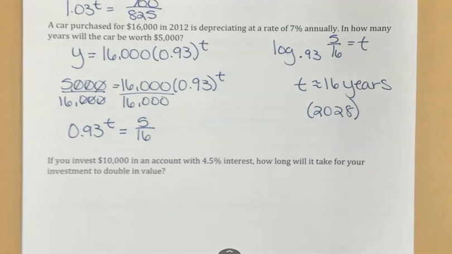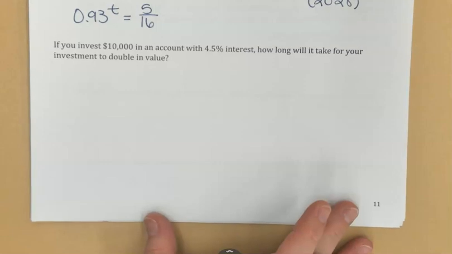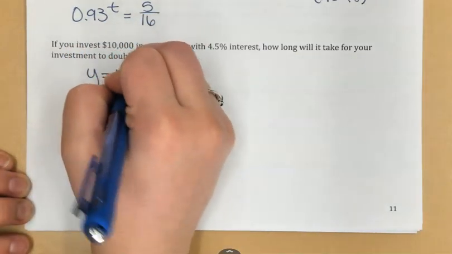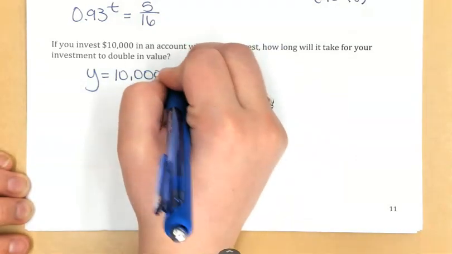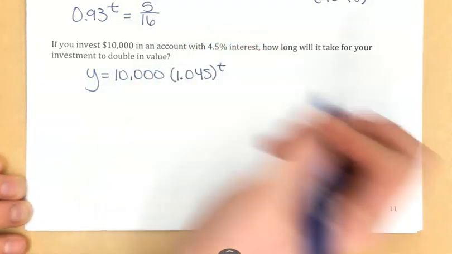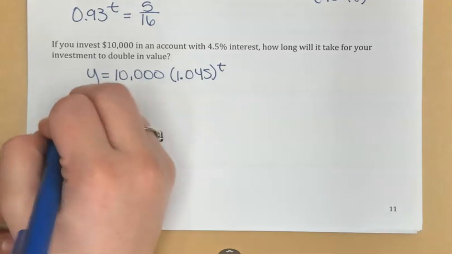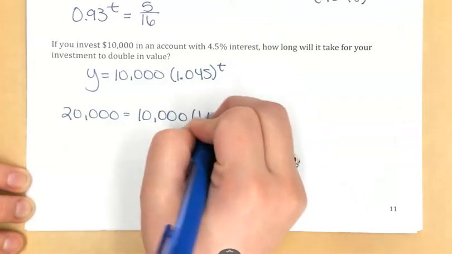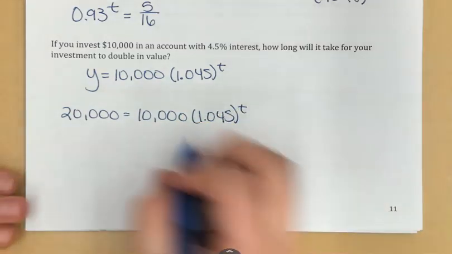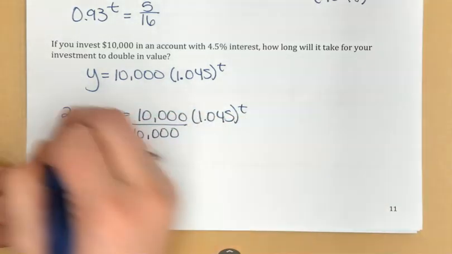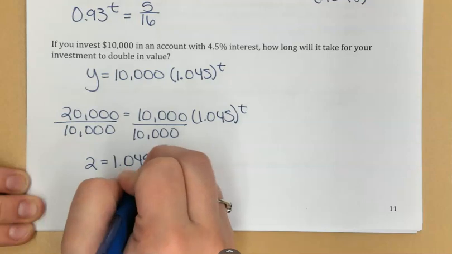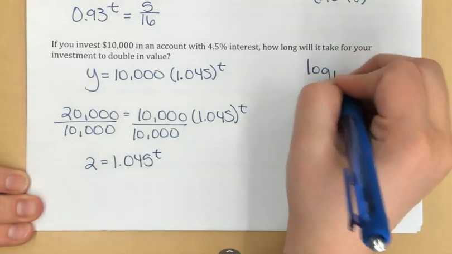Okay, and then the last one, if I'm investing $10,000 in an account with a 4.5% interest rate, how long will it take for me to double my investment? Well, this is going to be exponential growth, hopefully, if you're investing your money. So that equation will be 10,000 times 1.045 to the t. And when I've doubled my investment, that's when this is going to be equal to 20,000. And I want to solve this exponential equation for t, the number of years it's going to take for that to happen. So I need to divide by the 10,000, and 20,000 divided by 10,000 is going to give me 2. Now that my exponential is alone, I can write it as a log.